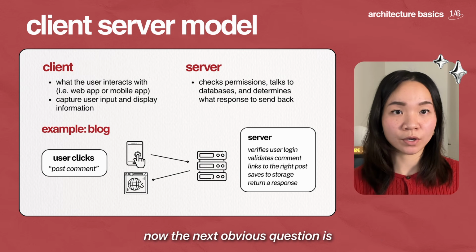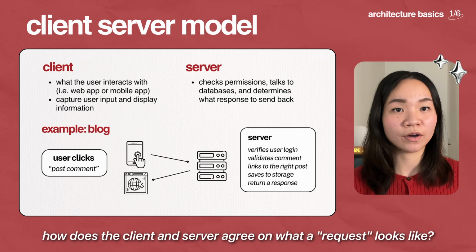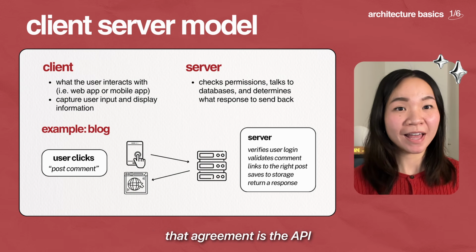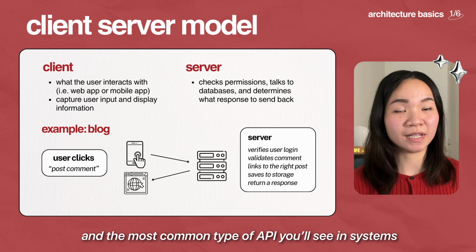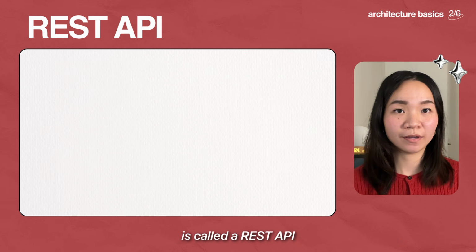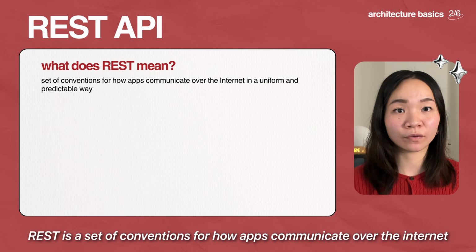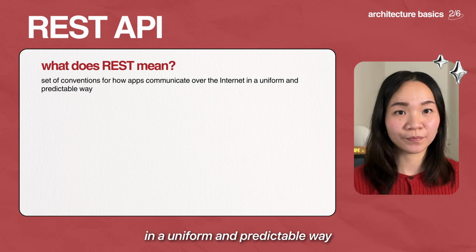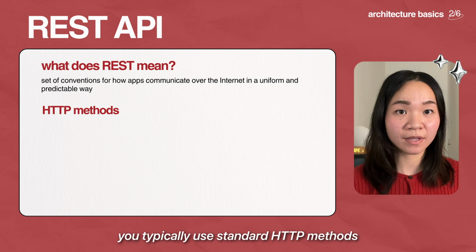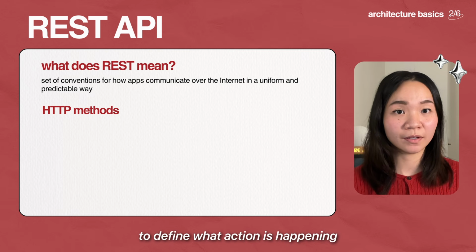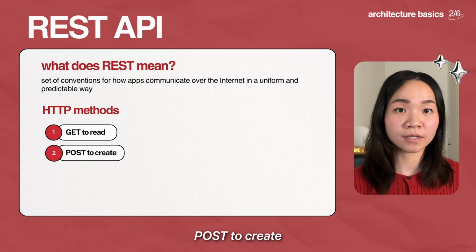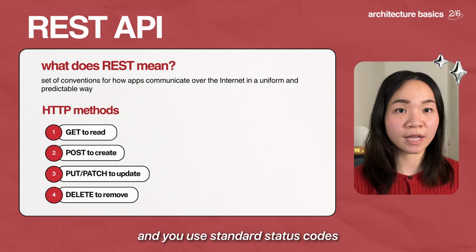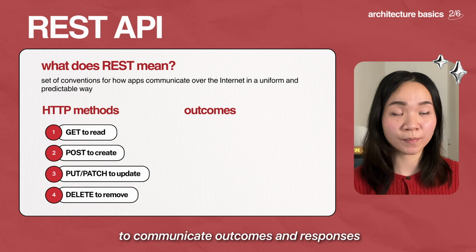Now the next obvious question is, how does the client and server agree on what a request looks like? That agreement is the API, and the most common type of API you'll see in systems is called a REST API. REST is a set of conventions for how apps communicate over the internet in a uniform and predictable way. You typically use standard HTTP methods to define what action is happening: GET to read, POST to create, PUT or PATCH to update, and DELETE to remove.